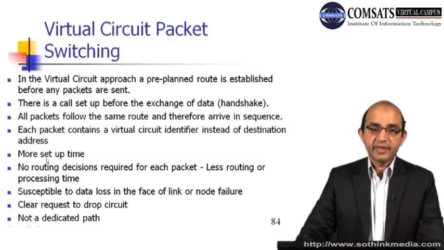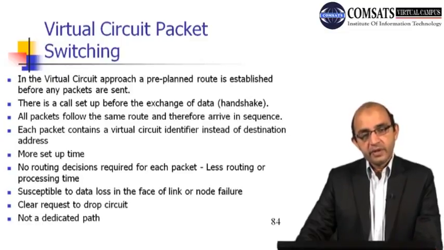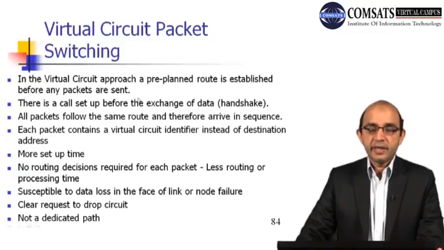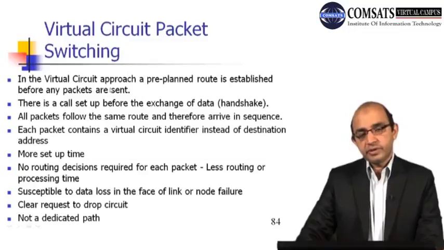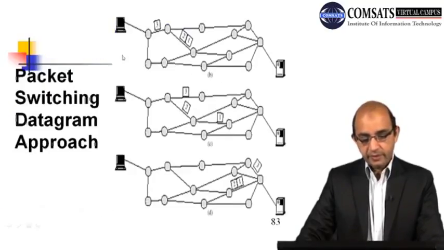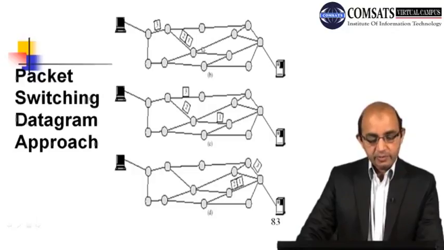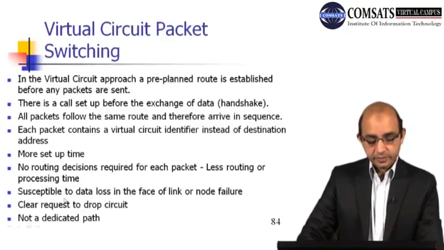The disadvantage of this technique is that we come across some sort of delay at the beginning, whenever the actual data has not started flowing. We need a setup time in order to have a dialogue between sender and receiver. Another point is that in case of datagram, each packet is treated independently at different intermediary nodes. So the routing decision has to be taken whenever a packet is staying at a node. So there can be a delay for routing decision making, and it is susceptible to data loss in the face of link failure, right?